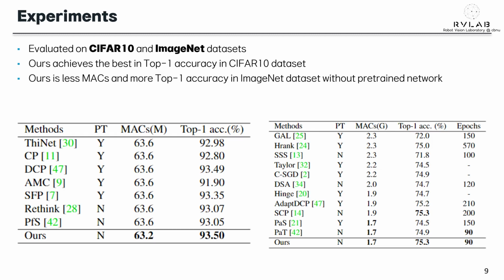Here are the results of our experiment with the proposed method. We conduct experiments on CIFAR10 and ImageNet to check the performance on different sizes of datasets. On CIFAR10, we achieved the highest performance of 93.5% without pre-trained weight, requiring less computation than the other method. Similarly, we achieved 75.3% accuracy by pruning from scratch over 90 epochs, requiring less computation than the other method on ImageNet.